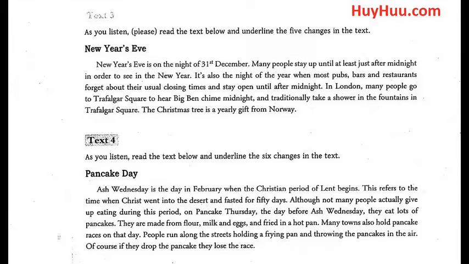Text 3. As you listen, please read the text below and underline the 5 changes in the text. New Year's Eve.